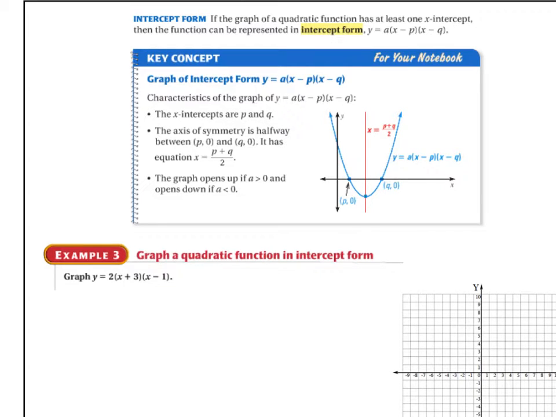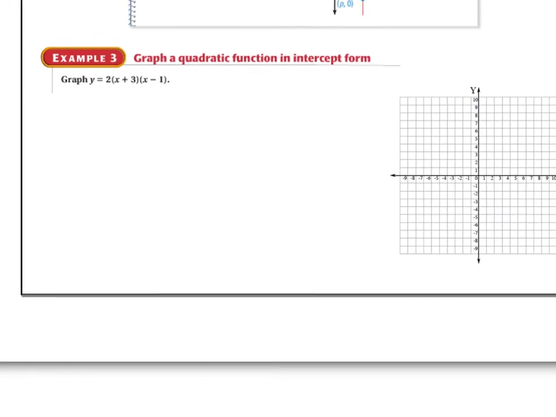In order to find the axis of symmetry, well, since it is an axis of symmetry, it's cutting this parabola in half, so you add the coordinates of p and q together and divide by 2, and that will give you your axis of symmetry here. Again, the graph opens up if a is greater than 0, and it will open down if you have a negative. So let's practice using intercepts in order to graph.